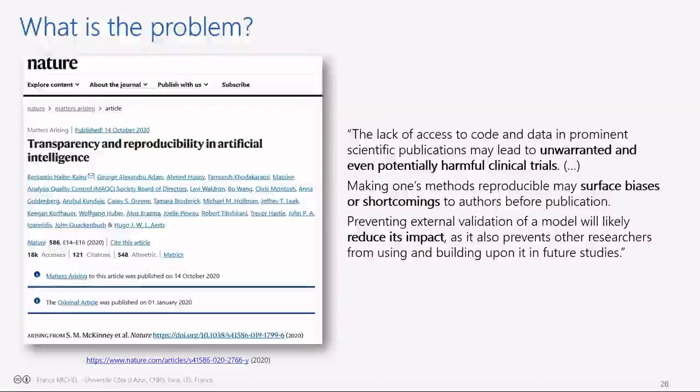Making one's methods reproducible may surface biases and shortcomings to authors before publication. That points to what I was saying about publishing as early as possible. If you publish your data or your code early enough, maybe some other people will check it and detect some biases that you have not noticed or some bugs in the code. And maybe they will save you the cost of publishing and having to retract or modify your paper. So sometimes we consider early publication of code and data as a risk, but it can also be very helpful.